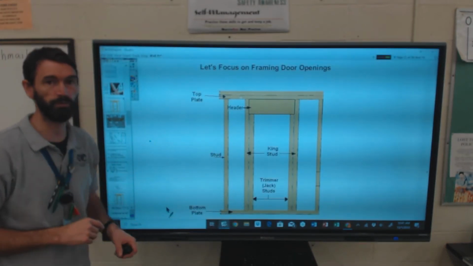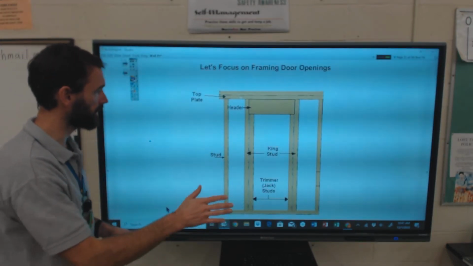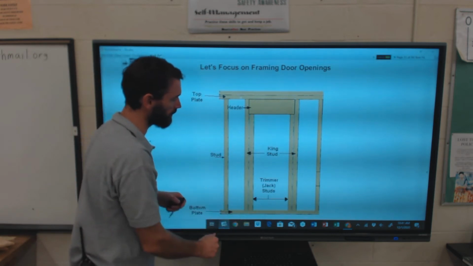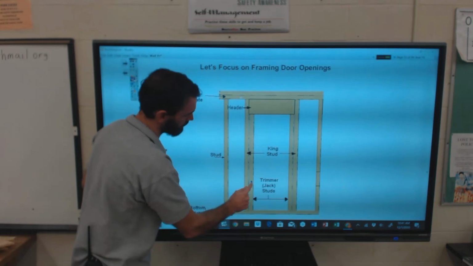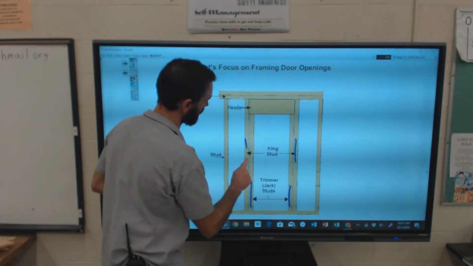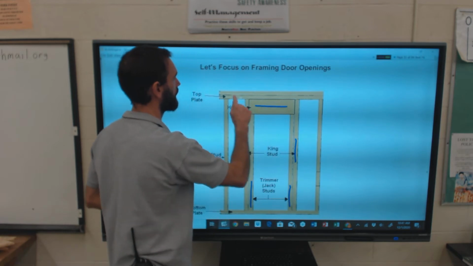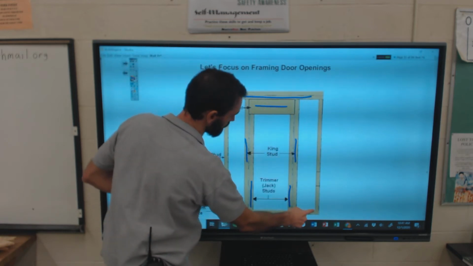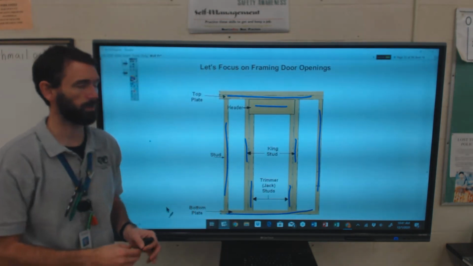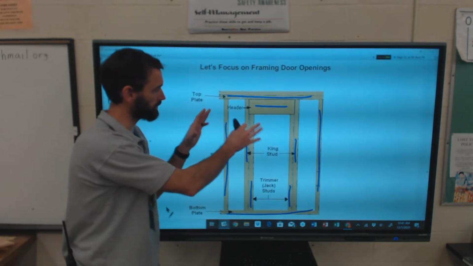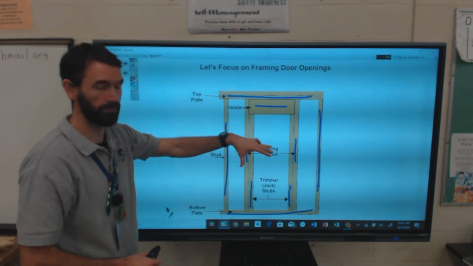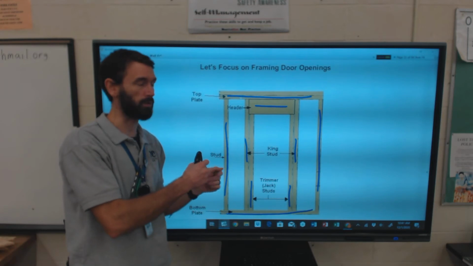let's focus on some framing and door openings here. Okay, so here's that same image, only just focused on the door frame itself. These are your jack studs here, your king studs are up here, and your headers here. You've got your top plate, bottom plate, and a couple of on-center studs. Okay, so this is what we're looking at here. These, the door framing components, this is what we're going to focus on here.